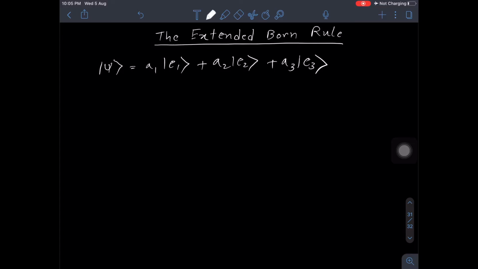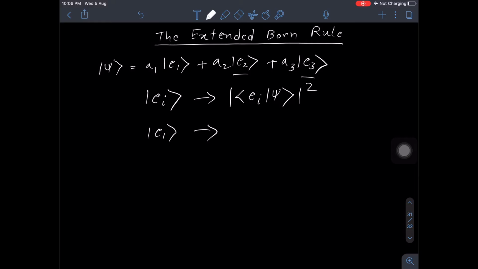And then the Born rule was, if you do a measurement, the probability of getting the state EI is equal to the modulus squared of the inner product of EI with psi. So if this is an orthogonal basis, the probability of getting E1 will be taking an inner product with all of these, and E1 with E2 and E3 will give you 0. So what you'll be left with is just A1 squared. So the probability of getting E1 was modulus of A1 squared, and similarly you can calculate the rest, right?